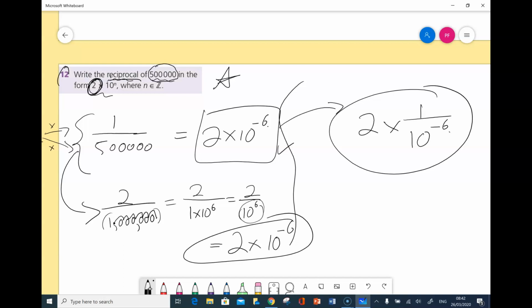Look, that's a tricky one to do, and I wouldn't expect you to be able to do that by hand. But do take the opportunity to try it and practice it in your calculator as well.